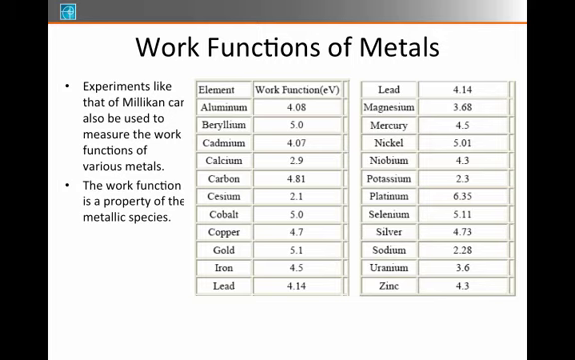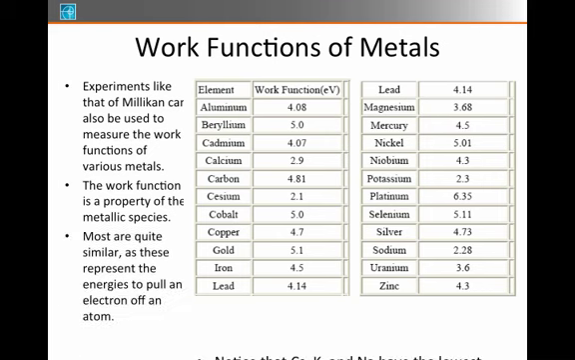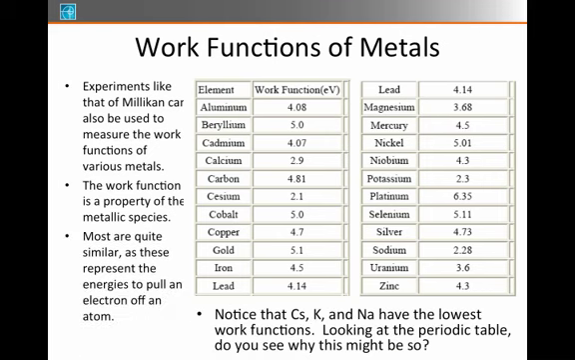Notice that these work functions are a property of the metallic species. Cadmium is different from calcium, is different from carbon, and so on. Although they are all pretty similar, they're all a few electron volts. They're quite similar because this is representing essentially the energy to pull an electron off of the outer shell of an atom. But notice that some of them are a little bit lower than the others. Notice that cesium and potassium and sodium in particular have the lowest work functions of all the elements in this table. If you consult the periodic table, you might see a trend for why those particular elements are going to have the lowest possible work functions.